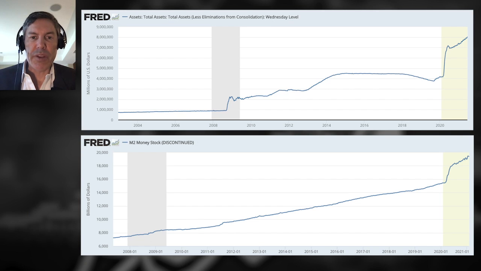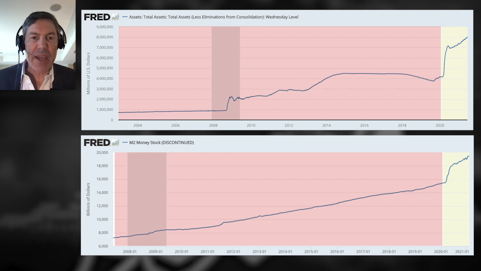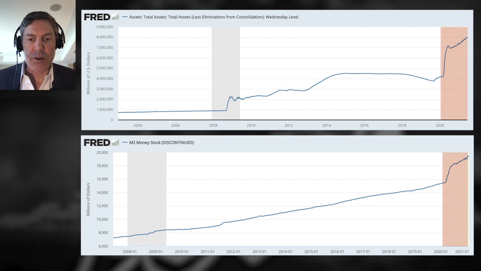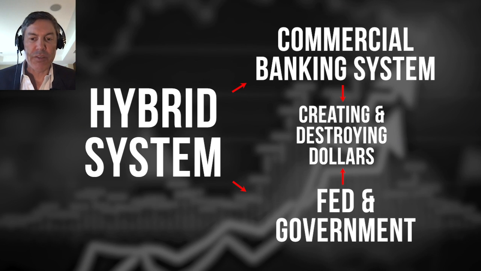In other words, what this contrast between M2 money supply and the Fed's balance sheet shows us is that prior to 2020, the banking system was really in control of the dollar. And after 2020, we moved to this hybrid system where it's not only the commercial banking system that's in charge of the amount of dollars being created, but it's also the Fed and the government.